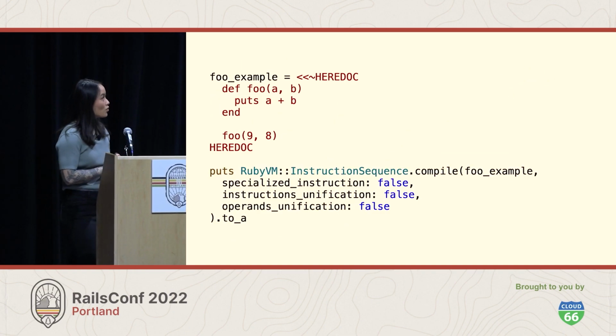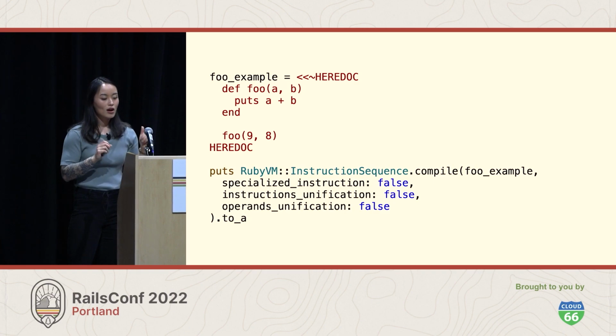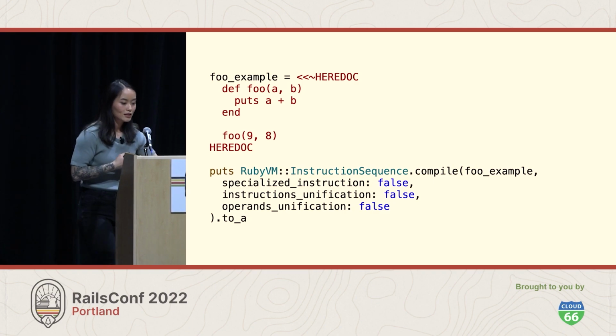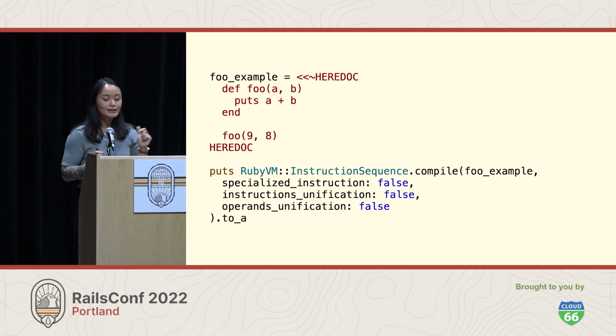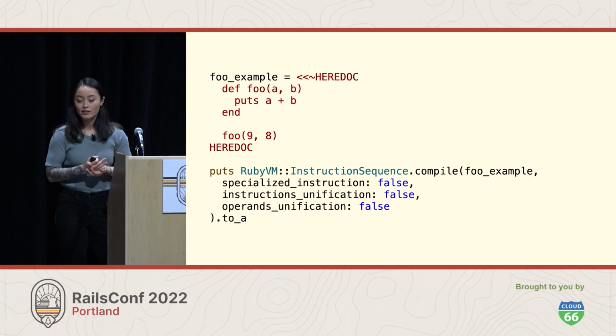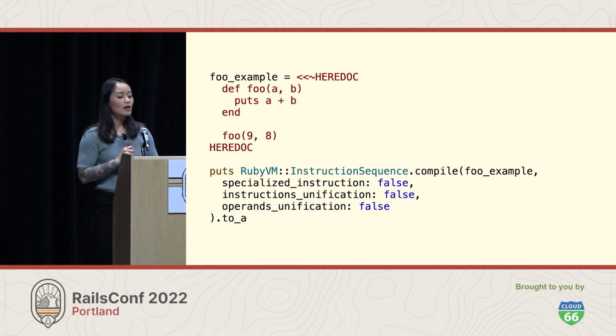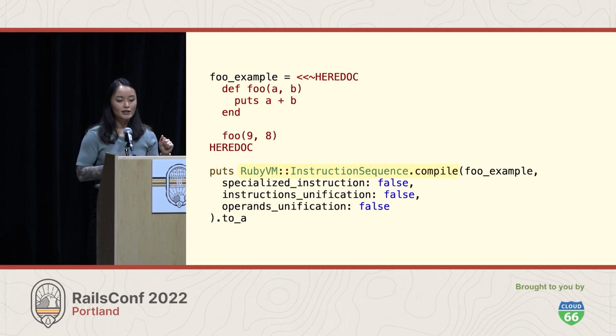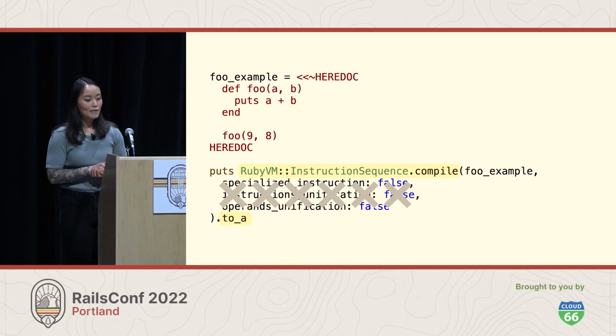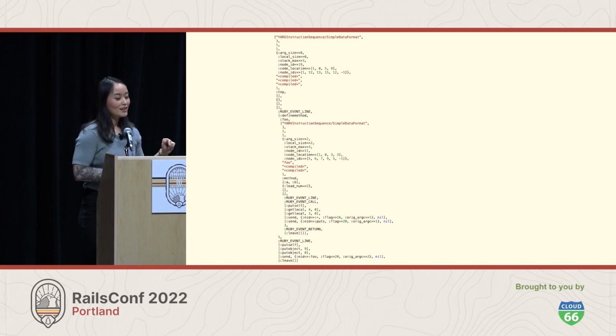All right, so now we'll take a look at how Ruby compiles our source code. And this time, we're going to use Ruby VM instruction sequence. It's a library similar to Ripper. And we're going to use the compile method and then turn it into an array using to_a. So I've also added these options to compile to just make the bytecode instructions simple, but you don't have to worry about it for now. Anyway, we run this. This is the output.